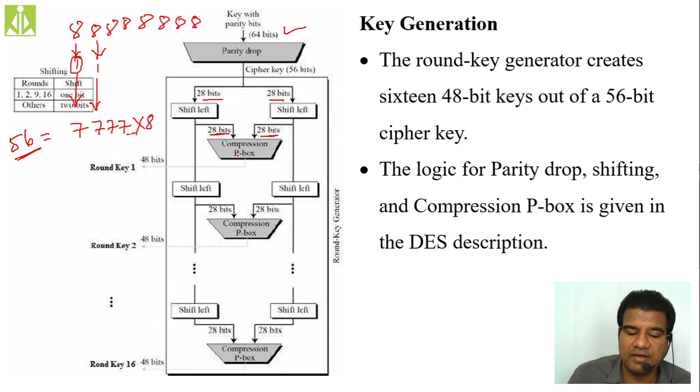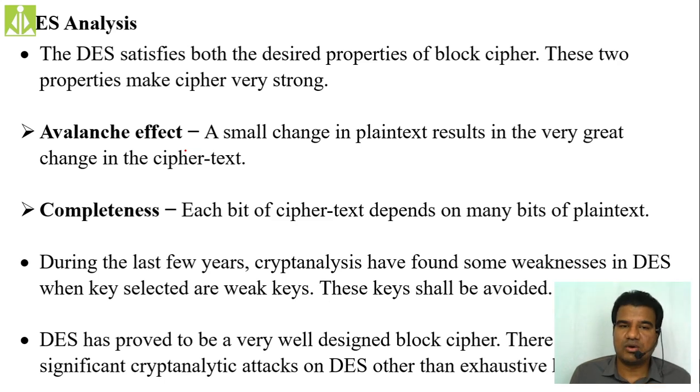In that sense, at each level you will get a round key, and that round key will be given to each round of operation. So in this way we are performing 16 rounds in our DES before getting the ciphertext. Now, in the DES analysis, our DES will satisfy the desired properties of a block cipher.